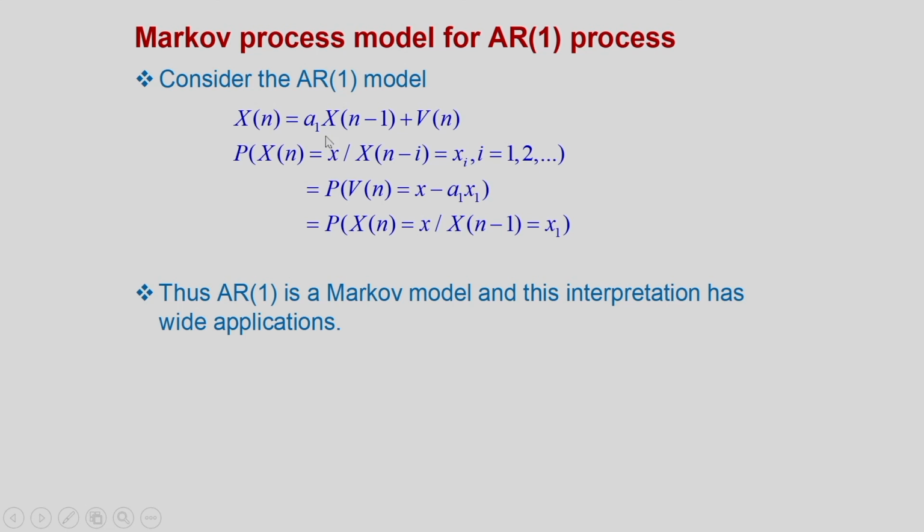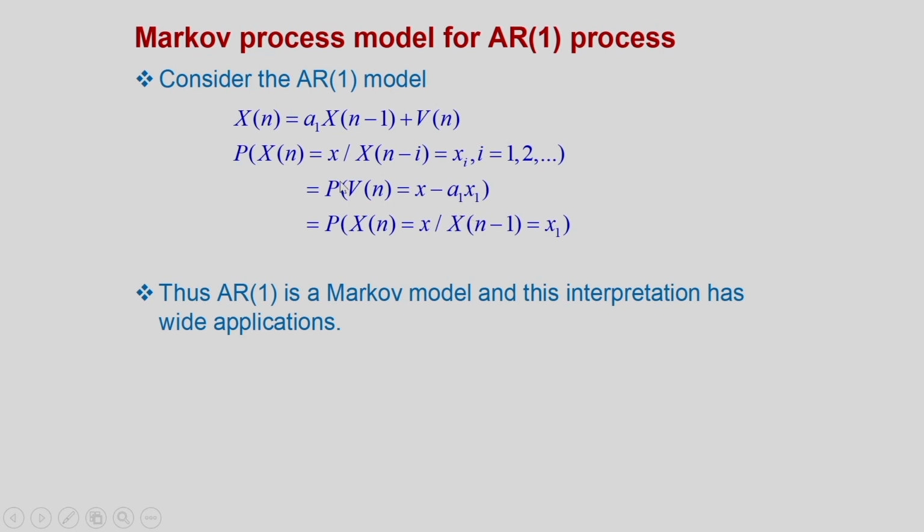Then I know that the probability of xn is equal to x is the same as the probability of vn being equal to x minus a1 x1, because when I put x of n minus 1 equal to x1, then xn is equal to x, therefore vn will be equal to x minus a1 x1. So this conditional probability is the same as the probability of vn is equal to x minus a1 x1.